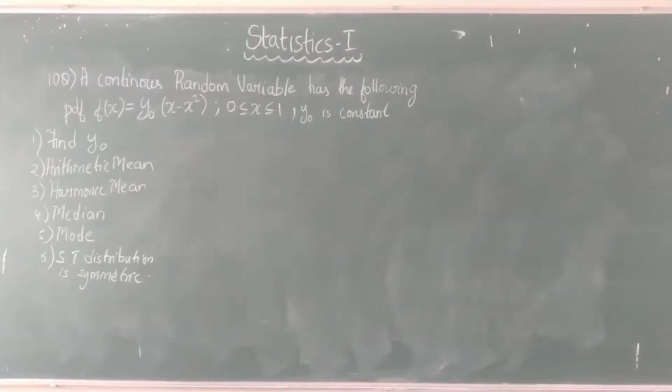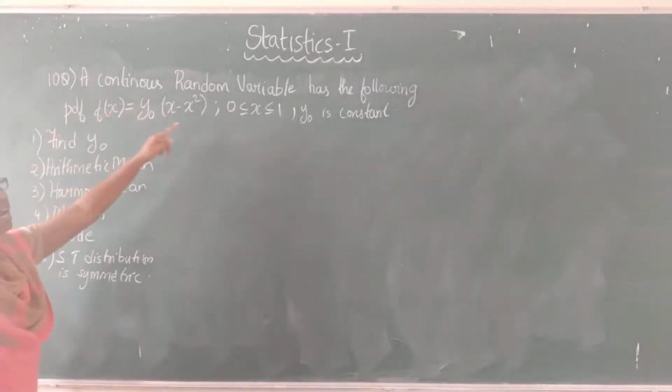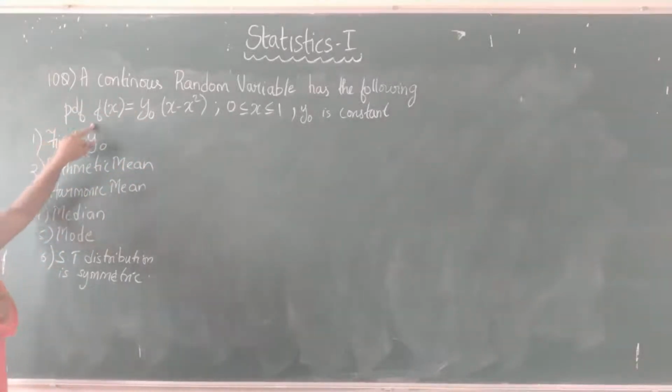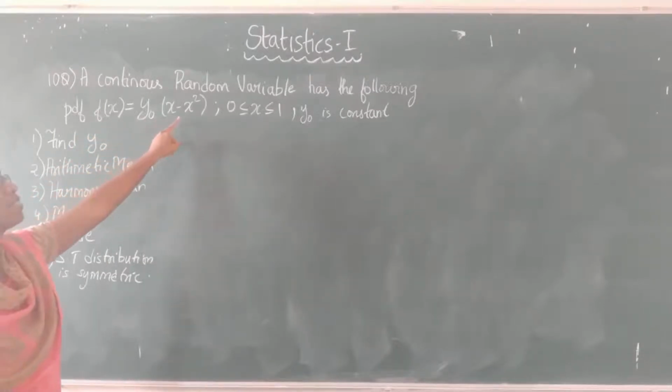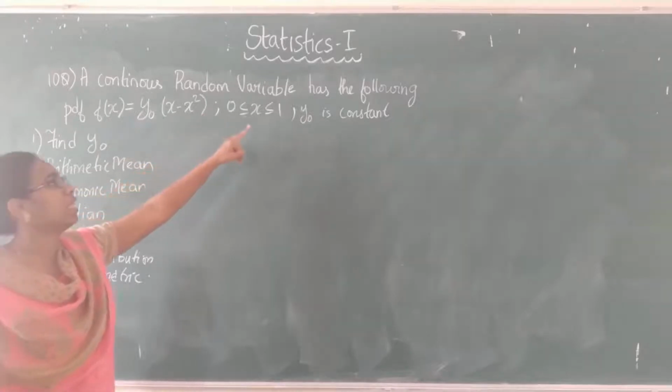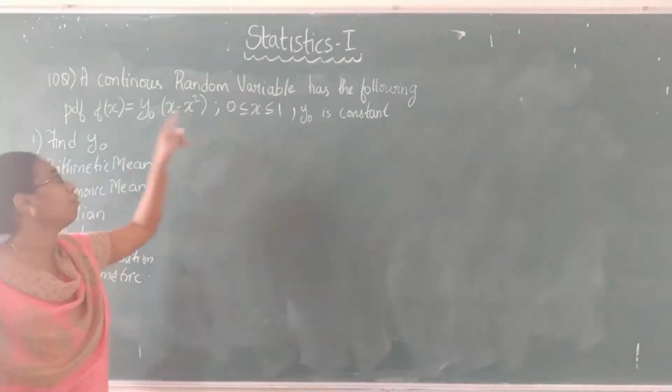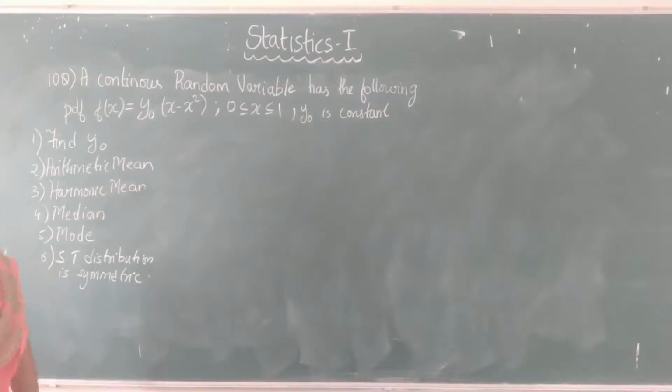Now the next 10th question. A continuous random variable has the following PDF. The PDF is given as f(x) = y naught (x - x²) within the limit 0 to 1, where y naught is a constant. So we have to find the constant.